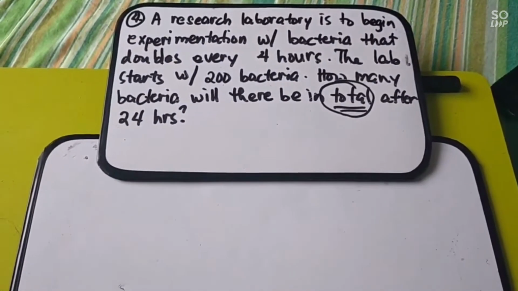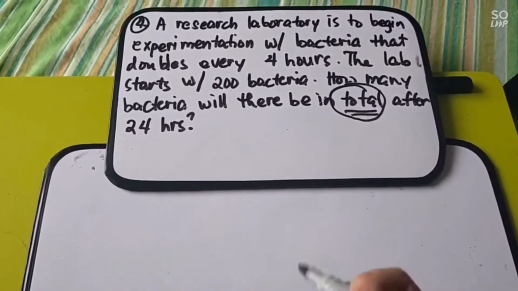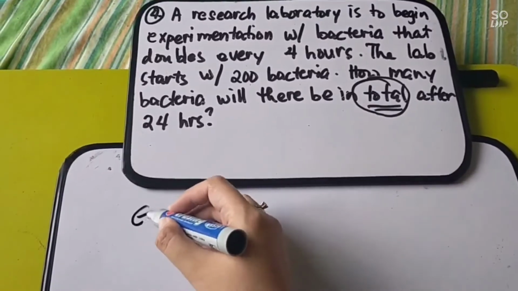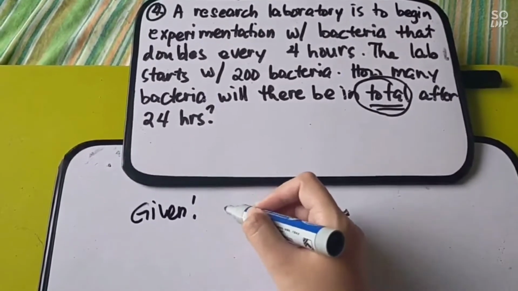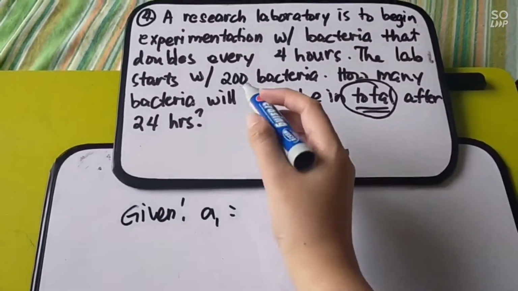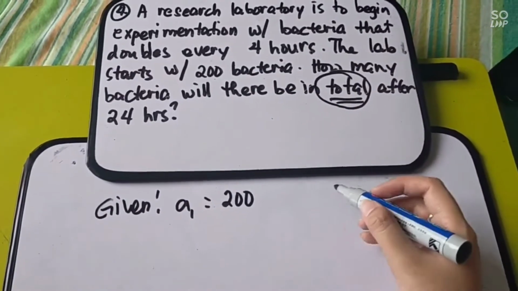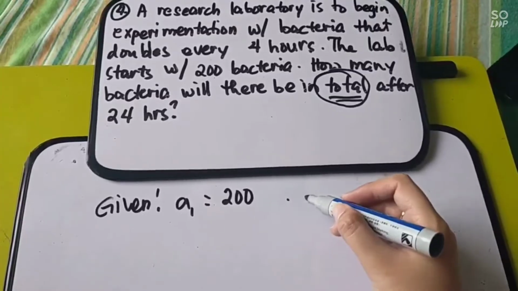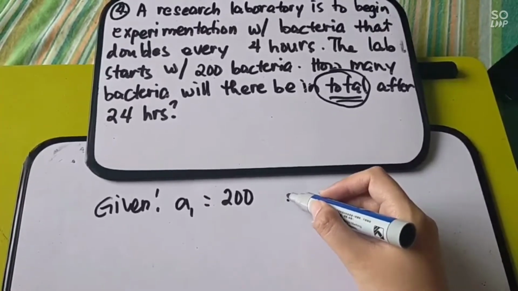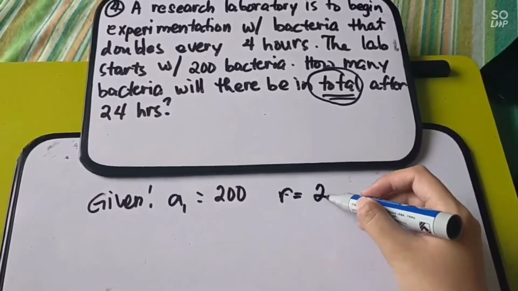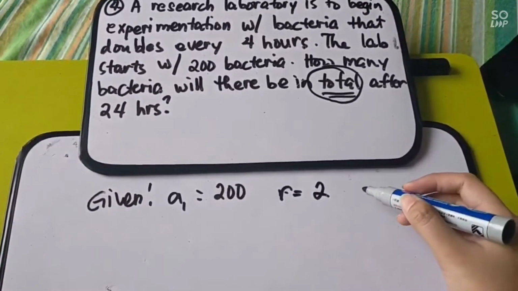Let's determine first the given. Since we have here a geometric series, let us have first the given. Our first term, we have 200 bacteria. That is the starting number of bacteria. Then our r is double. So, since it doubles, r is 2, it keeps multiplying by 2.